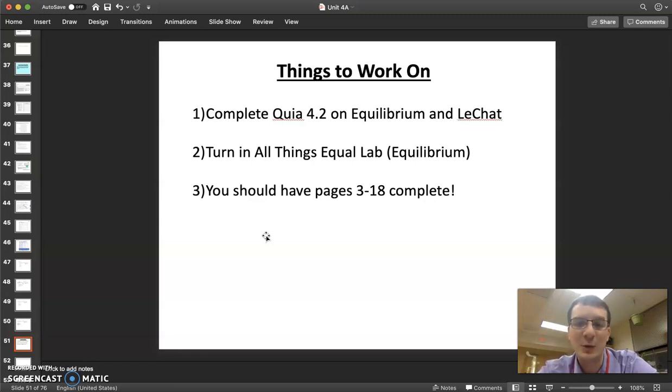You should make sure you do the equilibrium lab and turn that in. There were a few post-lab questions, but your graph should be done and all that. And finally, you should have pages 3 through 18 complete. So flip through all those. Don't wait till the day before this whole pack is due because it's a big one. And see if you have those pages done.